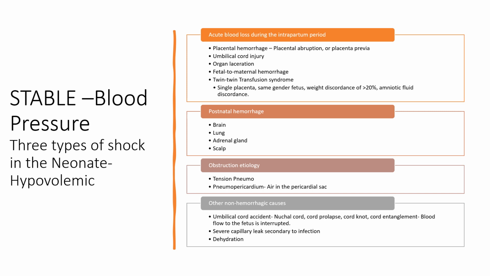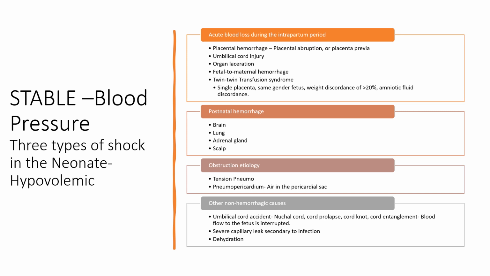Three types of neonatal hypovolemic shock. Acute blood loss during the intrapartum period: placental hemorrhage, umbilical cord injury, organ laceration, fetal to maternal hemorrhage. Twin-to-twin transfusion, where one kiddo starts getting more blood than the other. This can only happen with a single placenta, same gender fetus, weight discordance of greater than 20%, amniotic fluid discordance. With that, postnatal hemorrhages: brain, lung, adrenal gland, scalp, and we'll go over the scalp bleeds here in a bit.